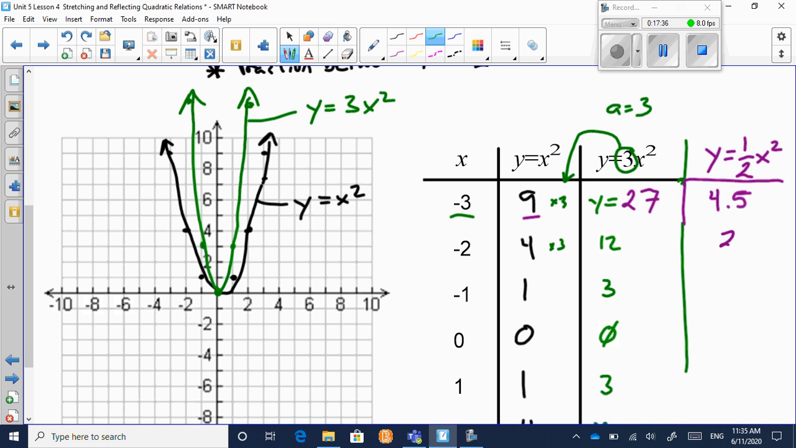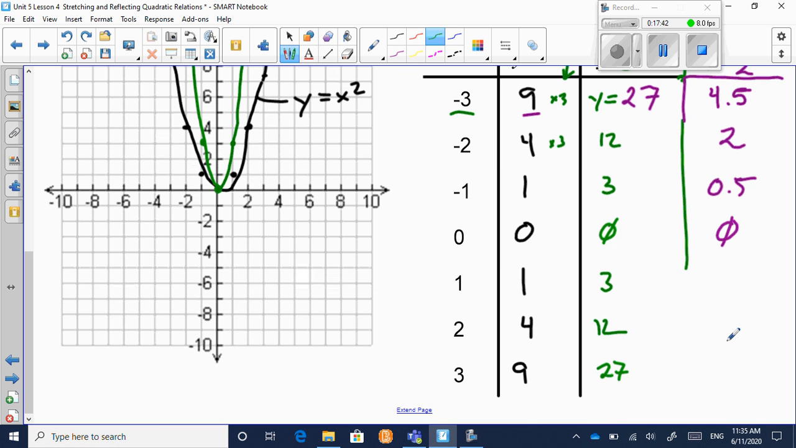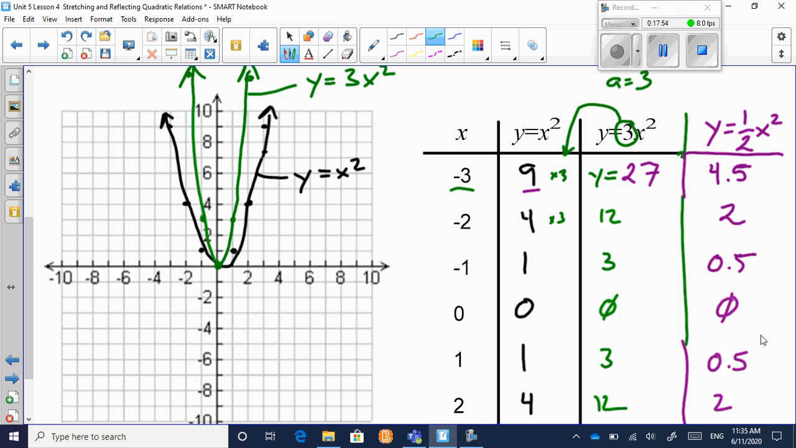Half of 4 is 2. Half of 1 is 0.5. Half of 0 is still 0. Half of 1 is 0.5. Half of 4 is 2. And 4.5. Okay, so let's graph that one.